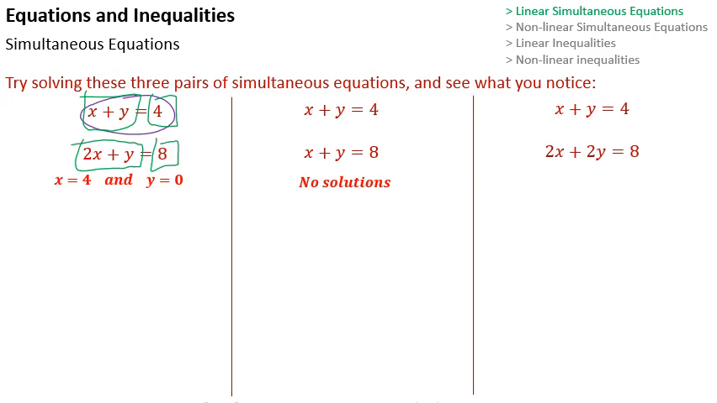If you tried substitution, you get the same problem. What this means is there are no values of x and y that simultaneously add to make 4 and also add to make 8, which makes sense. If they add to make 4, they can't also add to make 8 unless 4 and 8 are the same thing. And the last example is in some sense the opposite of this one.